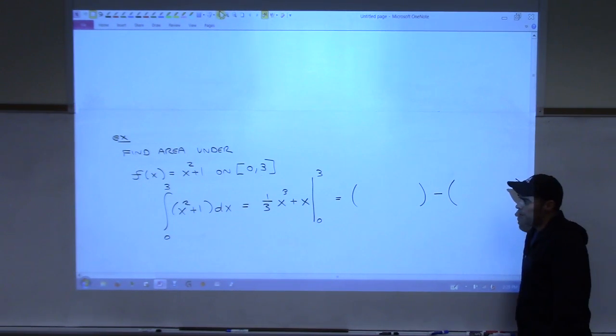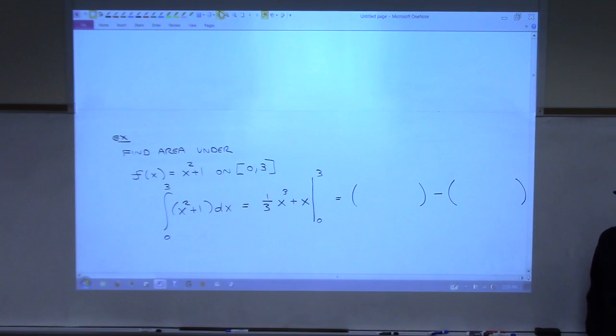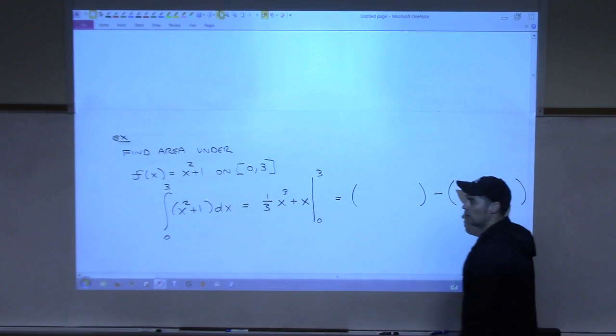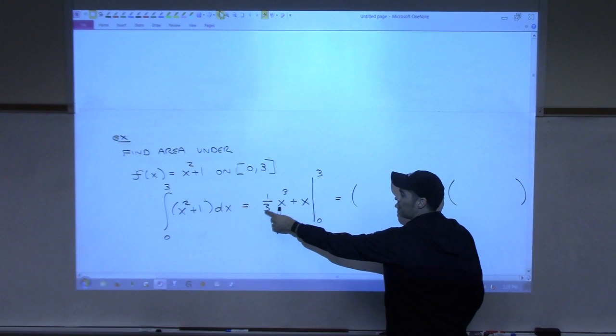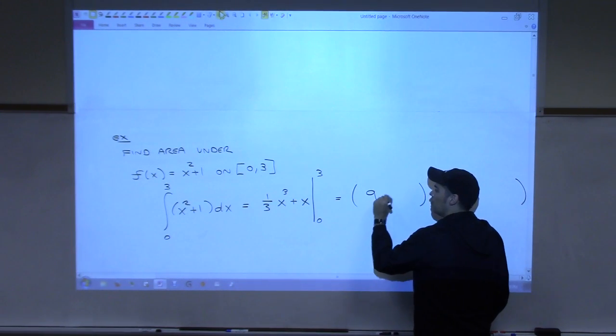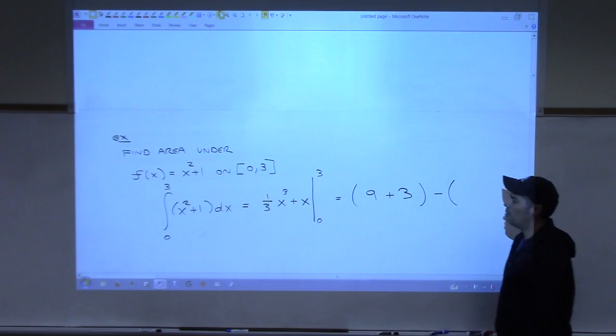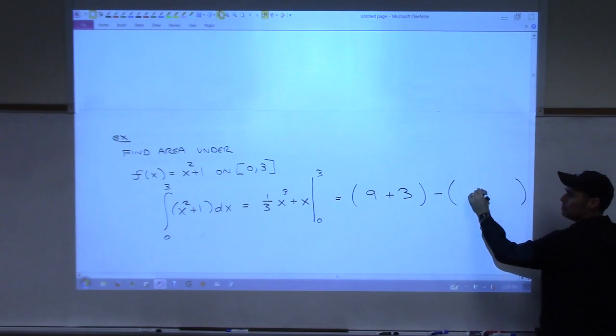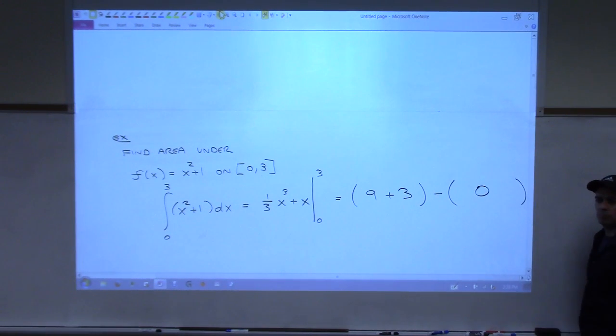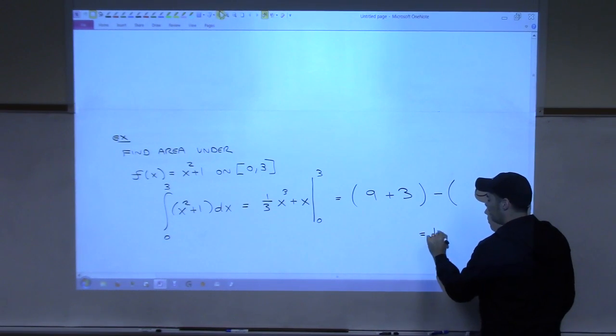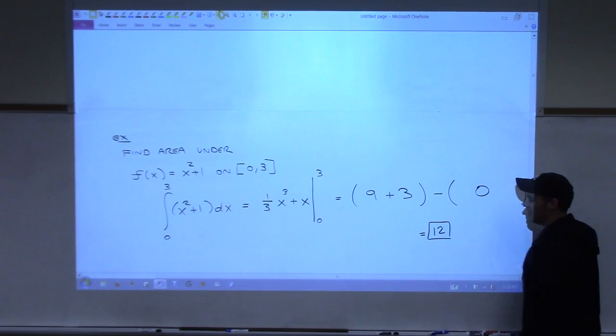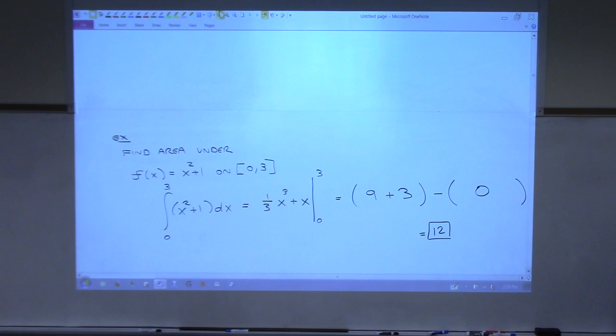So when you're doing these areas, you don't have to put plus c. So what happens when I plug in 3? Get 9 plus 3? Right, this is 27 divided by 3 is 9 plus 3. And then when you plug in 0, you get 0. And so that's just 12. That's an interesting area that you get 12 for that, but that's what you get. Almost too nice. Yeah, it seems too nice.